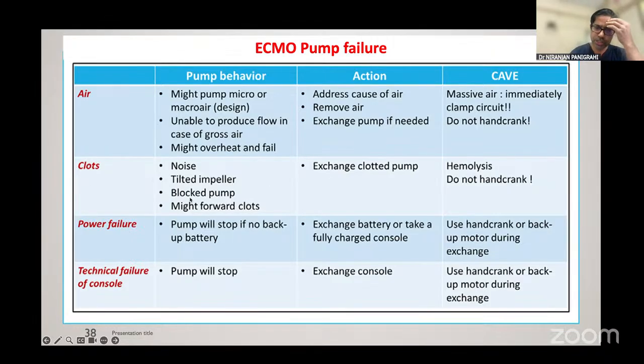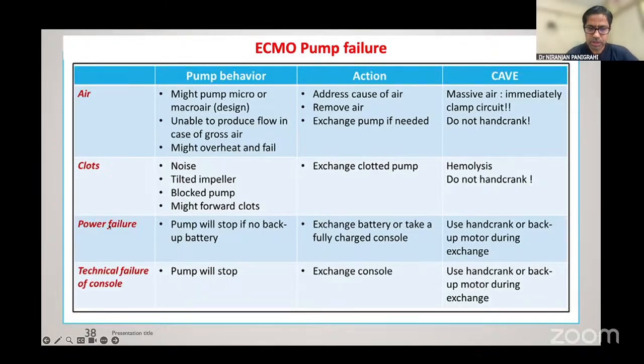Second, suppose we detected a clot, what next? Again the same thing, do not use the hand crank. If the clot unfortunately suddenly enters, then right now your pump has failed, and it will block the oxygenator as well. So in these two circumstances we cannot use the hand crank, and we need to disengage the pump and remove the air or the clot.